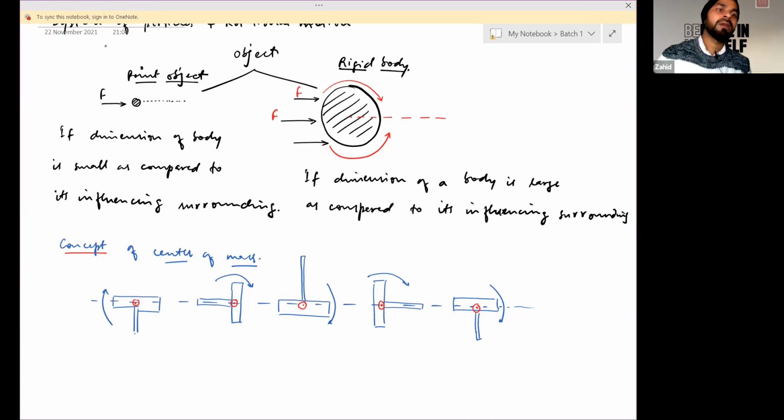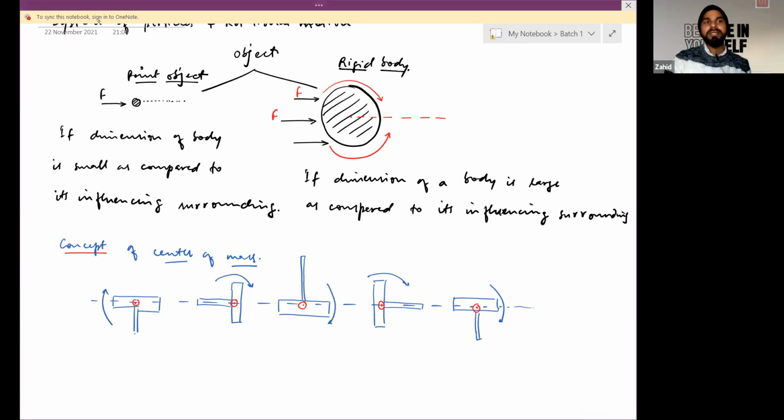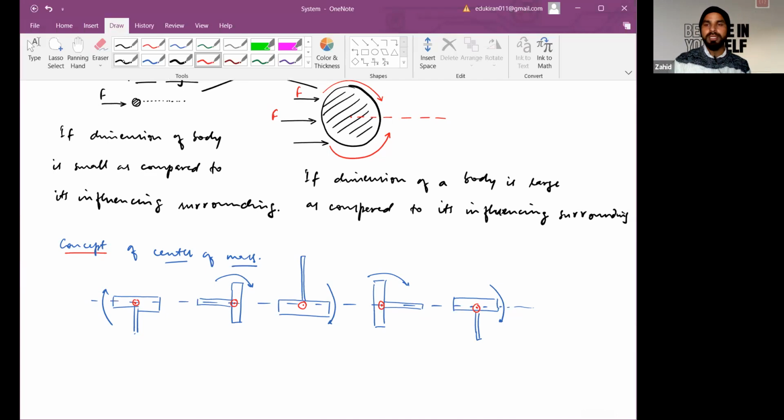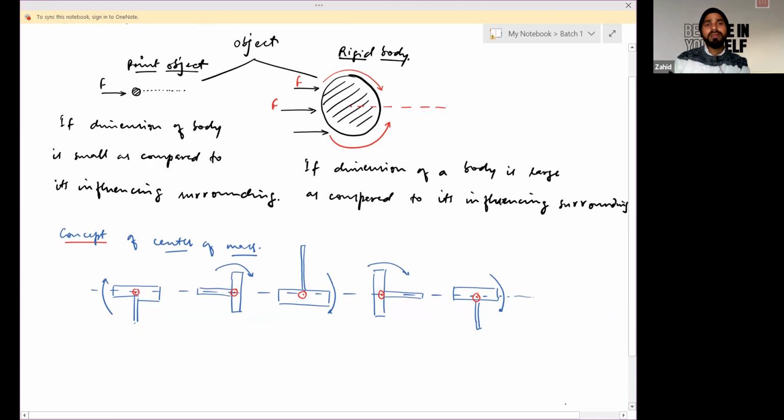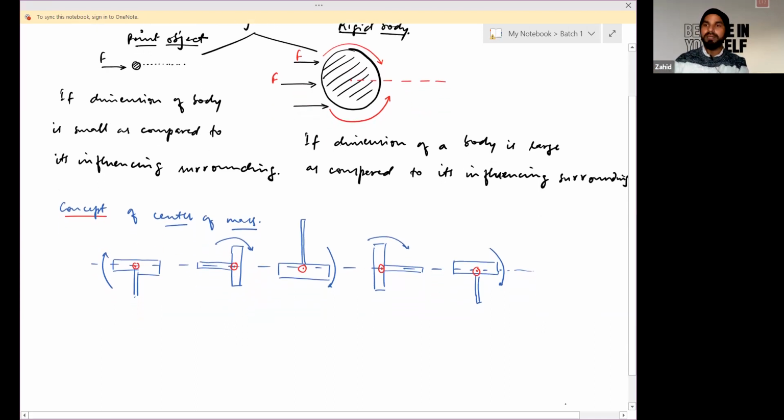So center of mass is nothing but a point in a rigid body where we just assume that the total mass is concentrated at this point so that the total action is confined at this point. To relate a rigid body to a point object so that we may calculate the total impact of force and total impact of linear momentum, we define the concept of center of mass.